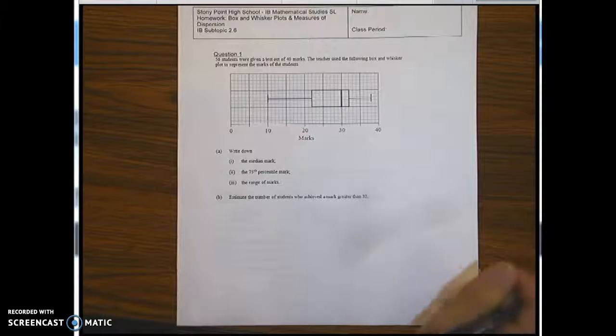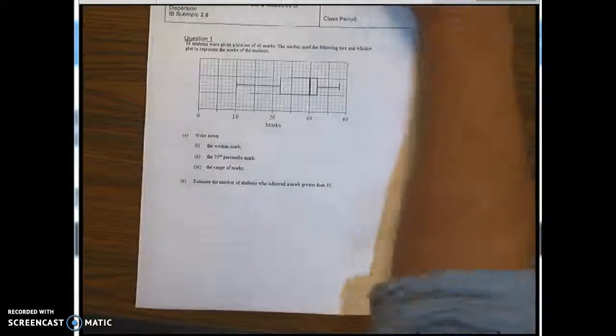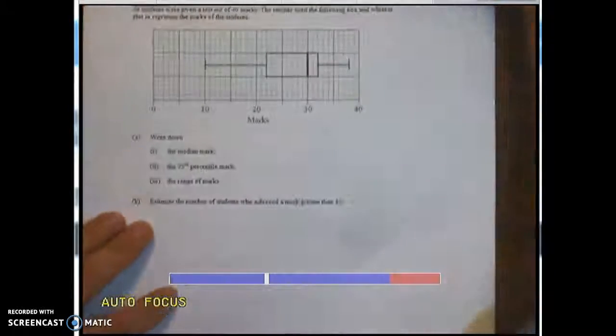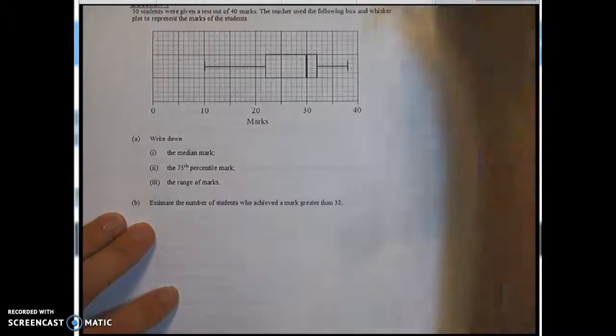This is Mr. Alexander, and today I want to talk about box and whisker plots and measures of dispersion. Let's talk about box and whisker plots first. So I've got a box and whisker plot here.